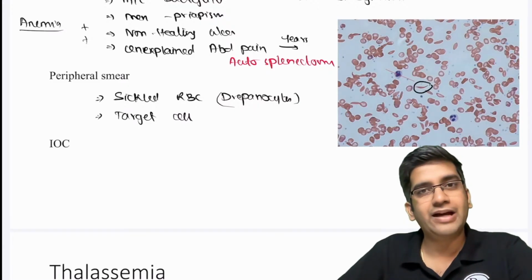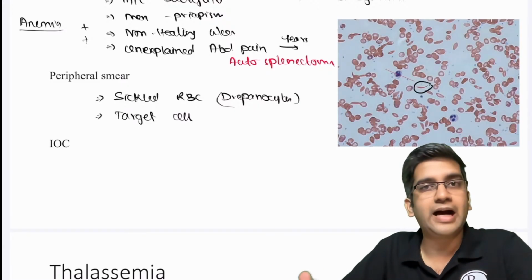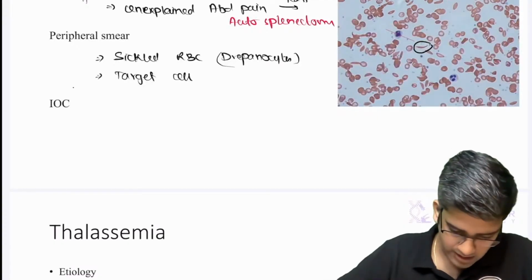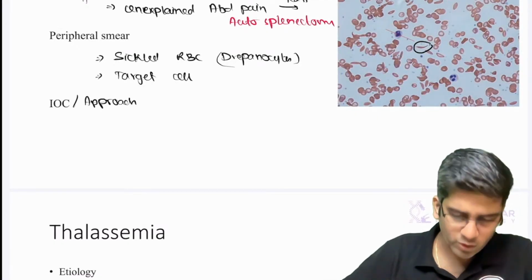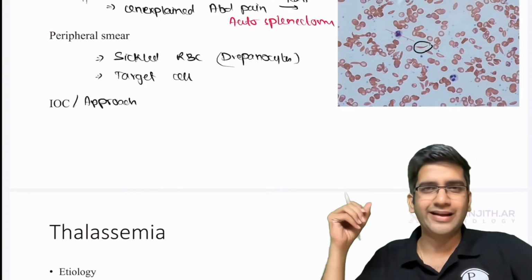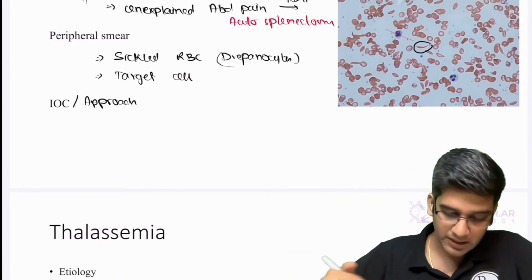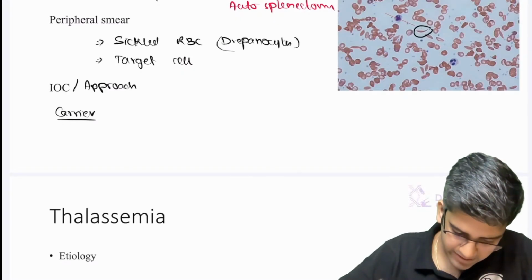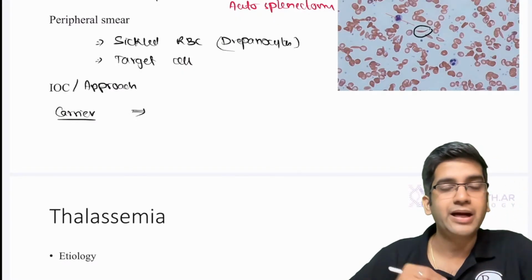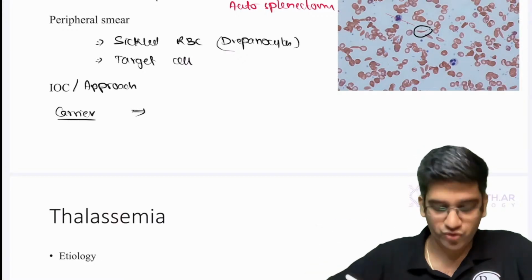What will happen when you have a heterozygous sickle? That we will write in the approach or the investigation of choice, right? Because approach is something which is important. For a homozygous sickle cell anemia, it doesn't matter, I can easily diagnose and say sickle cell anemia. If the patient is a carrier, for a carrier or a heterozygous sickle cell anemia, I might require to induce sickling.